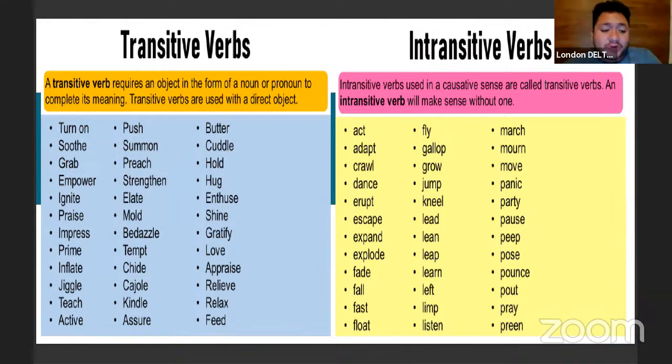Ahora, hay otros ejemplos, por ejemplo, el verbo raise y el verbo rise. These two verbs, they both mean levantar. Raise and rise mean levantar. But they mean a different thing. For example, si yo quiero decir, levanta tu mano, how can we say that? Raise your hand or rise your hand?